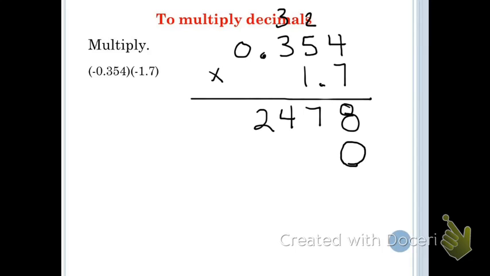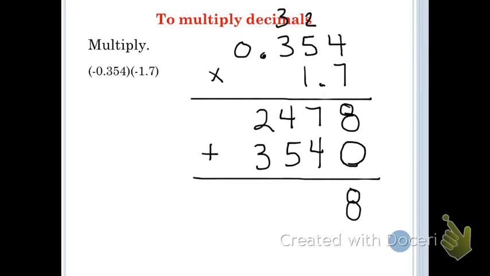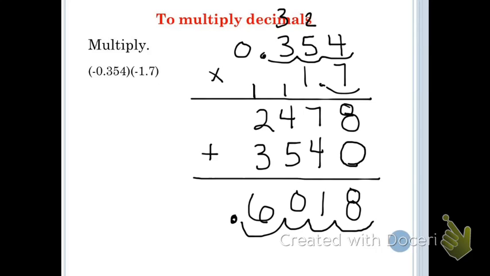And now I'll distribute the 1. 1 times 4 is 4. 1 times 5 is 5. 1 times 3 is 3. Let's find the sum. 8. 7 and 4 is 11. 1, 4, and 5 is 10. 1 and 2 is 3, and 3 and 3 is 6. All right, count your decimal places. 1, 2, 3, 4. And then come down to your answer and count over 4. 1, 2, 3, 4. So 0.6018.